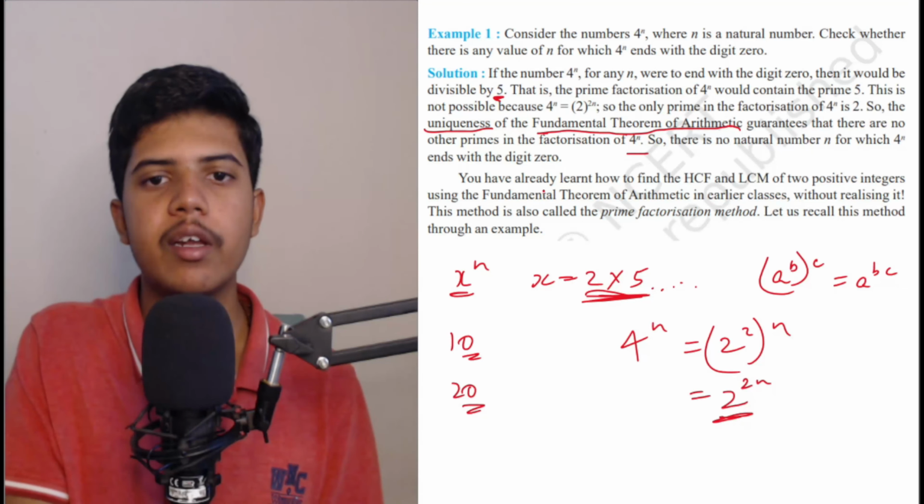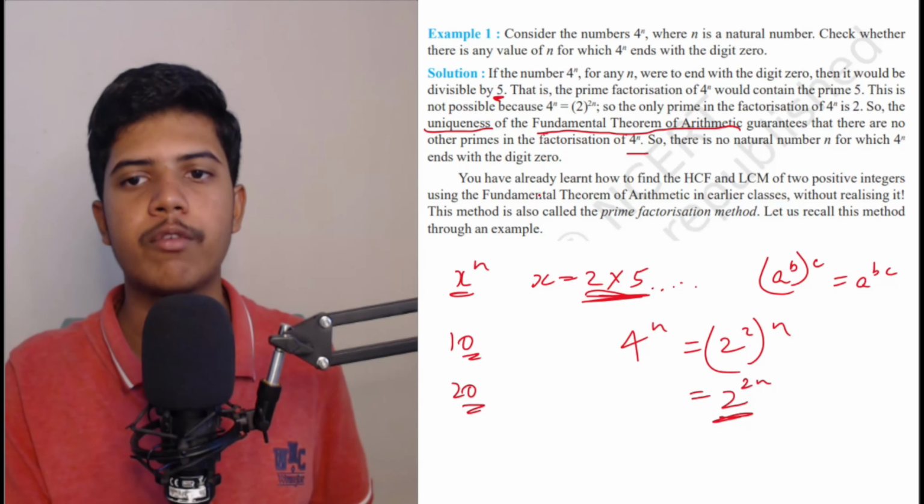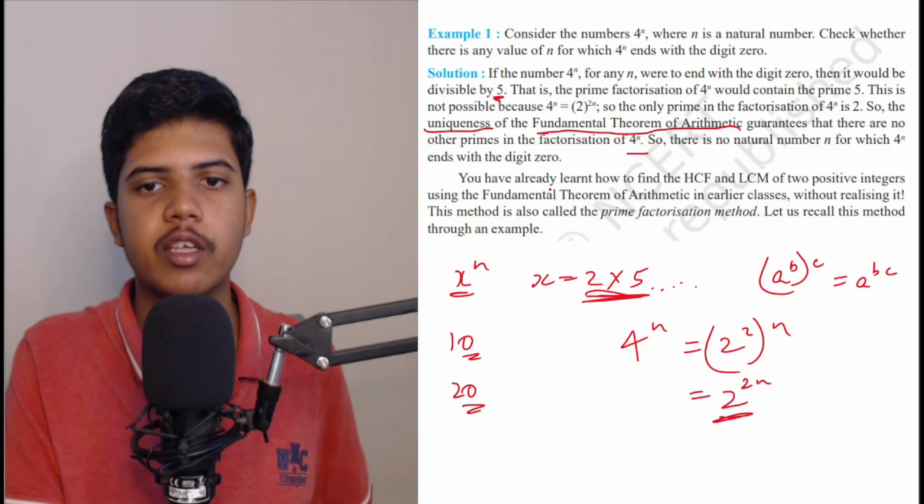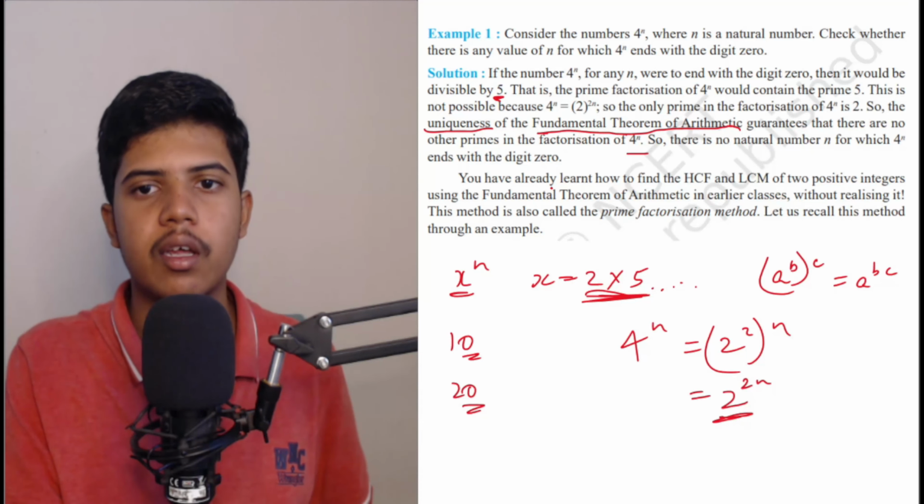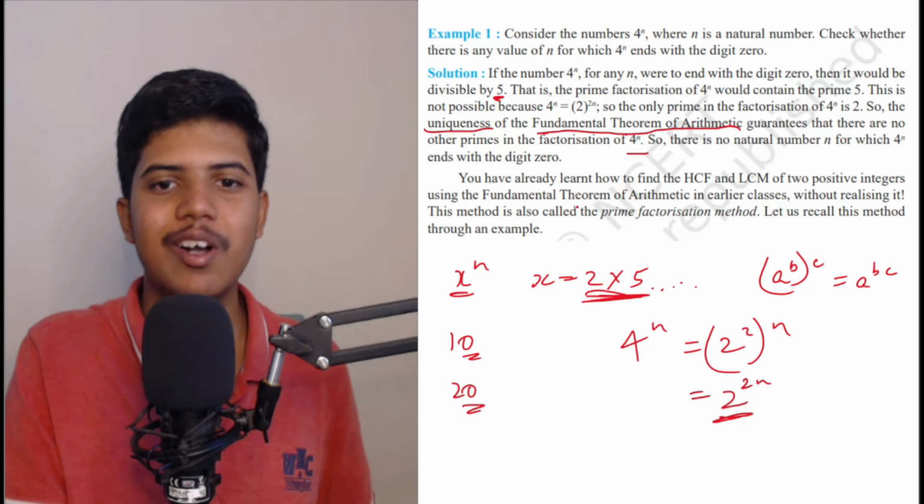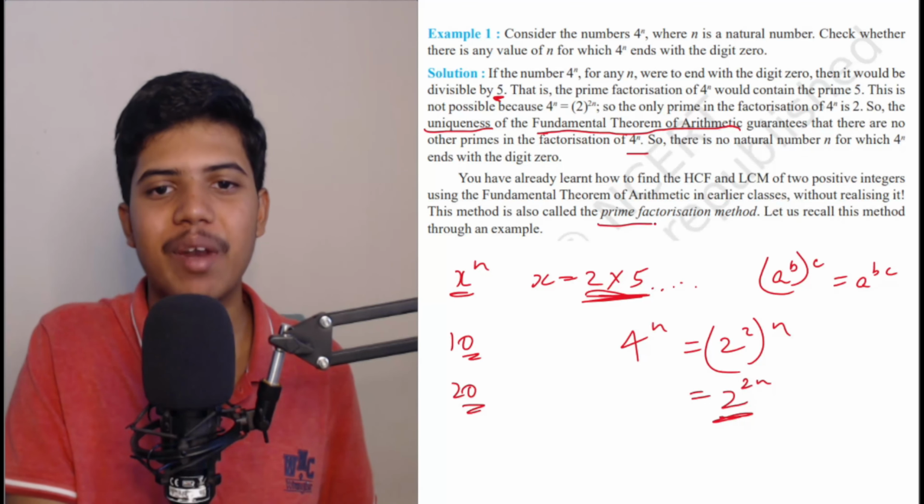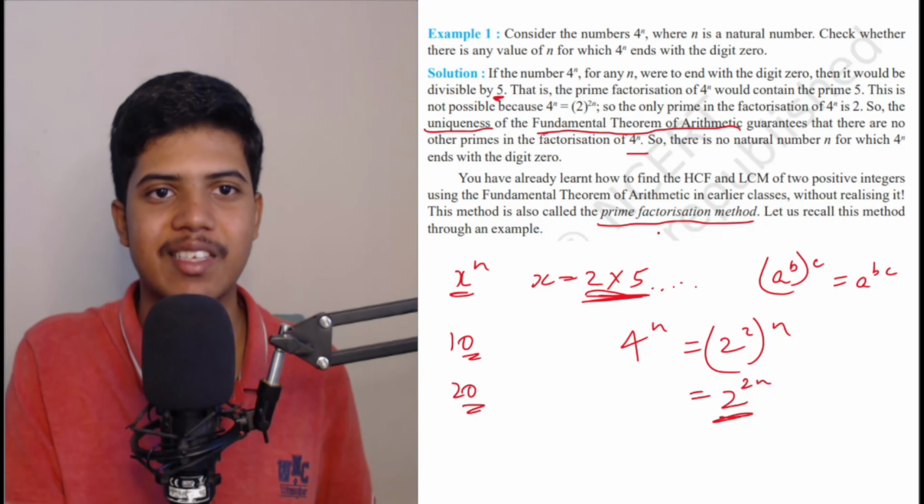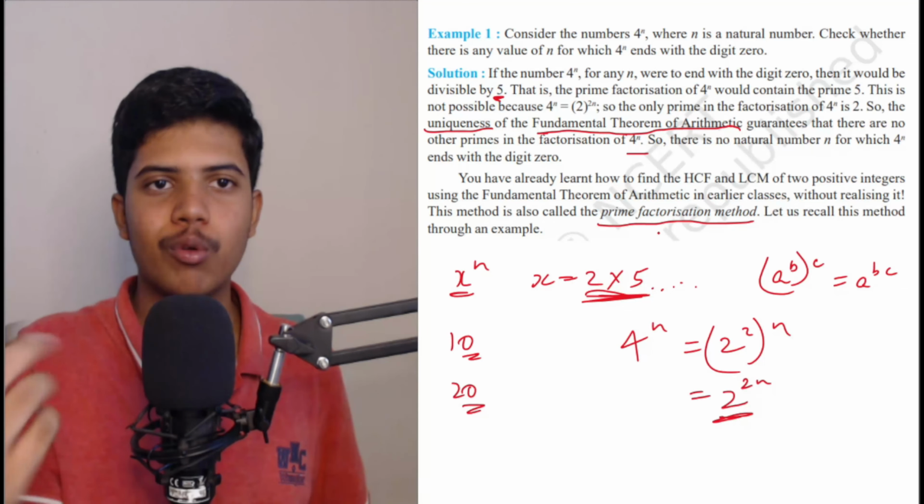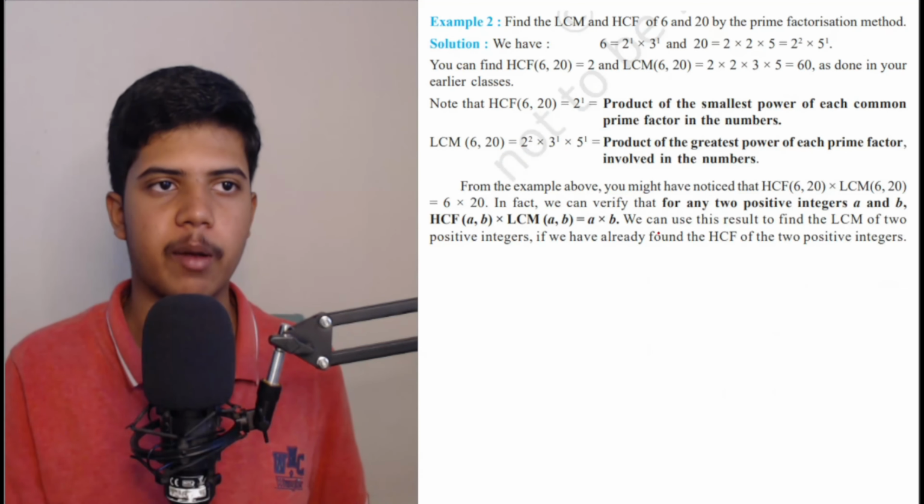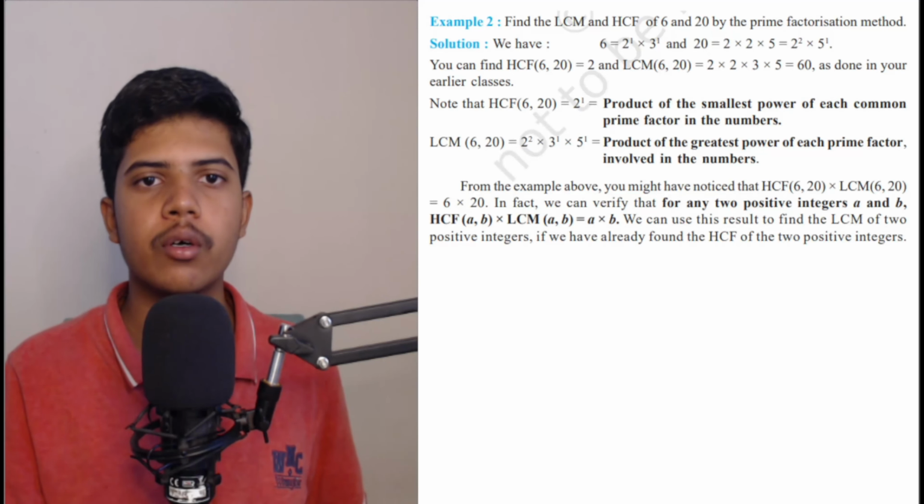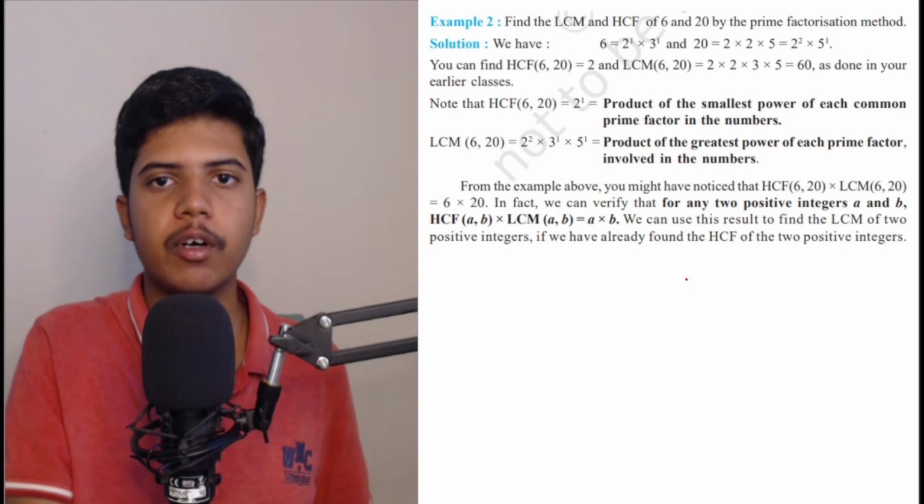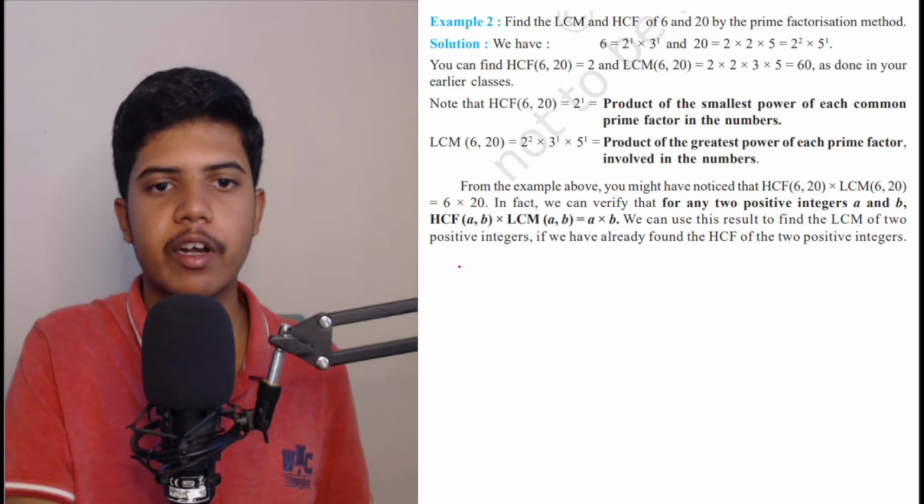Next, you have already learned how to find the HCF and LCM of two positive integers using the fundamental theorem of arithmetic in earlier classes without realizing it. This is called the prime factorization method. We had learned the prime factorization method in the previous classes, if you can recall. So through an example, we'll be recalling this again. Find the LCM and HCF of 6 and 20 by the prime factorization method.